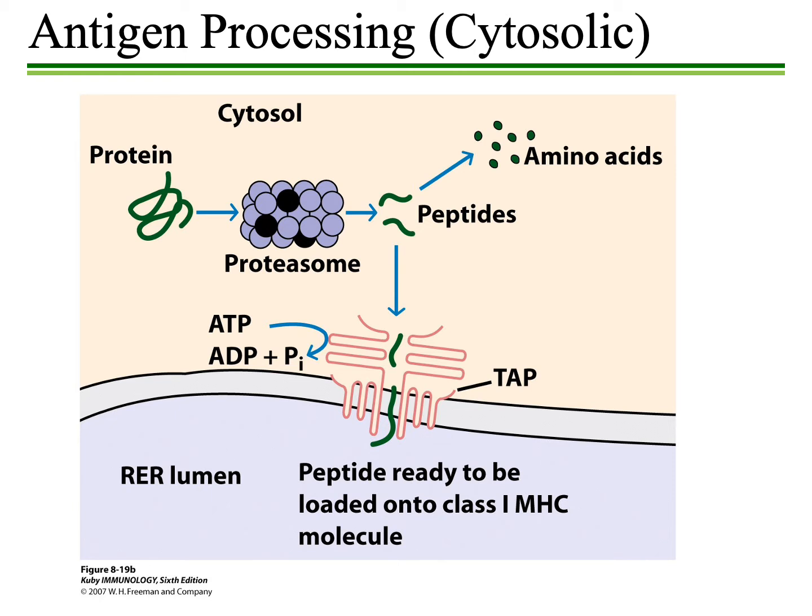There is a membrane-associated protein, part of the rough ER, known as TAP, and TAP is short for transporter associated with antigen processing. Its job is to transport these peptide fragments that are produced by the immunoproteasome, transport them into the lumen or the space of the ER.